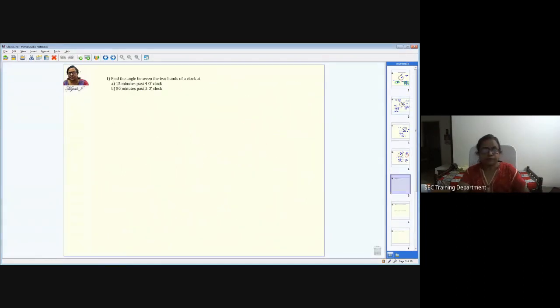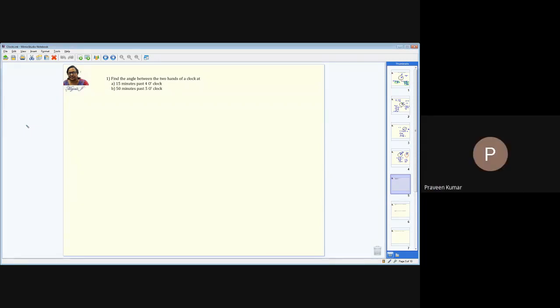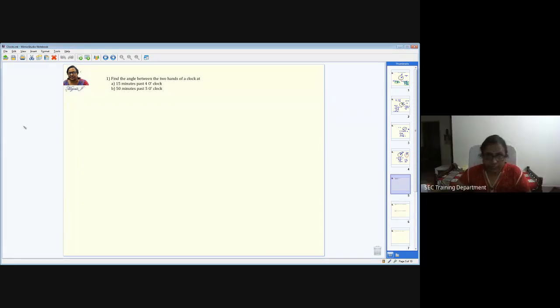The first problem. Find the angle between the two hands of a clock at 15 minutes past 4 o'clock. Then the next one is 15 minutes past 5 o'clock. We'll do one by one. So what you have done in these examples yesterday, can anyone say what you're supposed to do for this first problem?